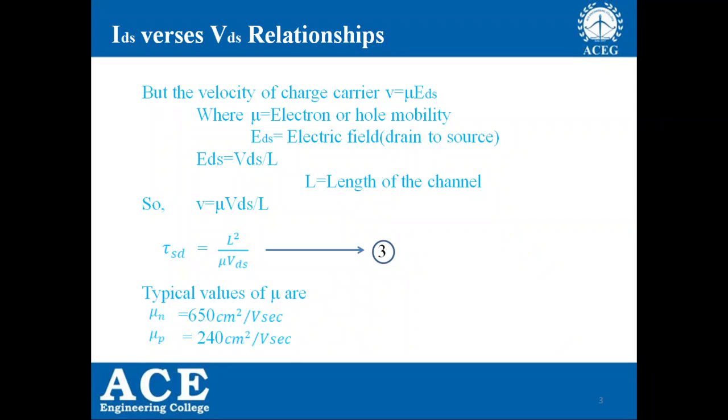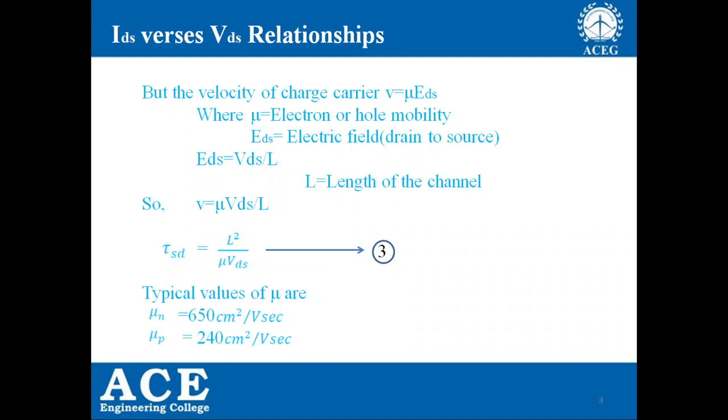and this proportionality constant we can call mobility. As we know here, V is directly proportional to EDS, and V is equal to mu into EDS, where V is the velocity of electron, mu is the mobility of the carriers, and EDS is the applied electric field intensity. And this EDS is nothing but voltage applied on a particular length. So the voltage here is VDS, and the distance is L. So now EDS will become VDS by L.